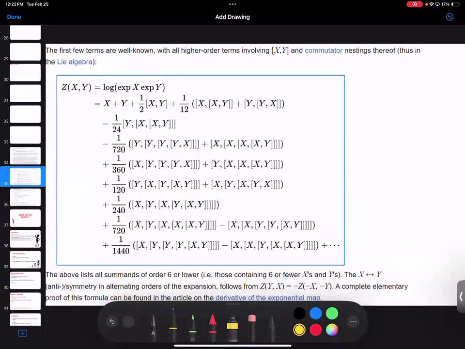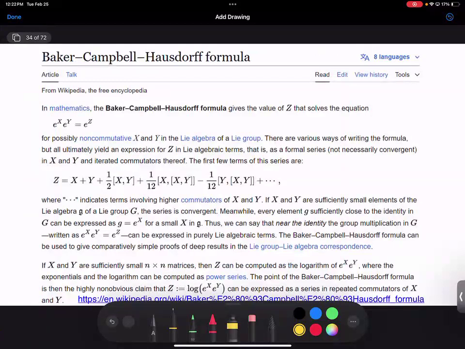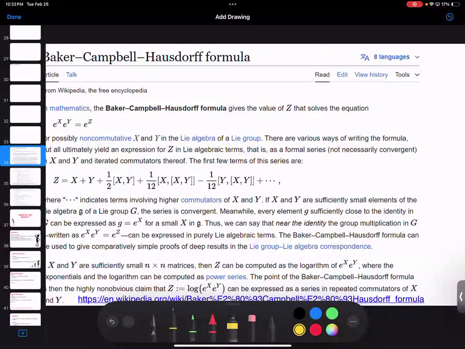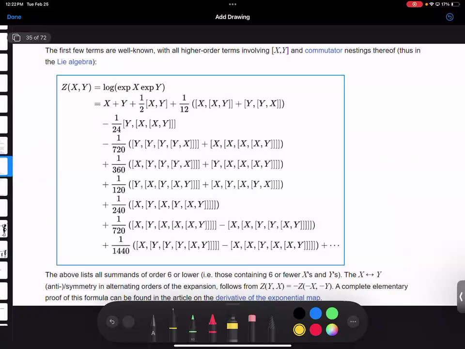Is this notation like a commutator of a commutator? Yes. So you first commute X and Y, and that's going to be a matrix. And then you take that and find the commutator of that with X. And so the next slide, I think, expands things out a little bit for you. And another nice way of writing it.